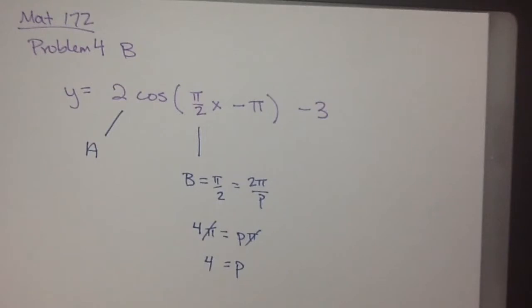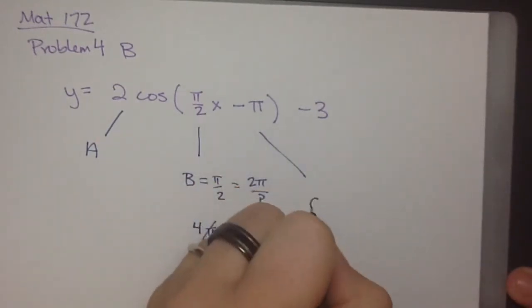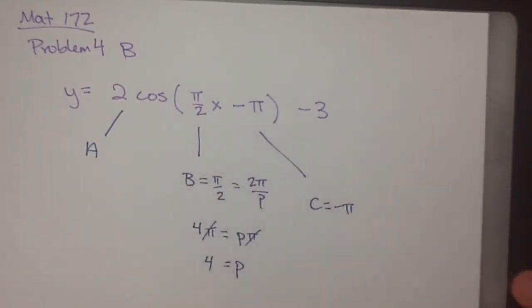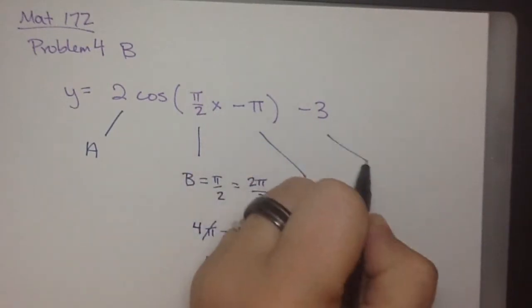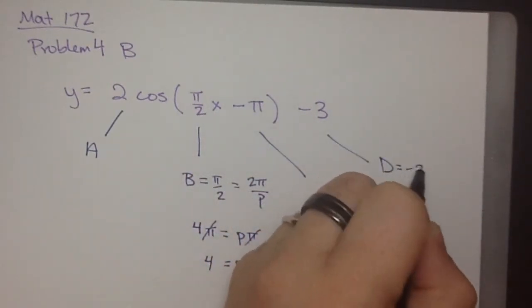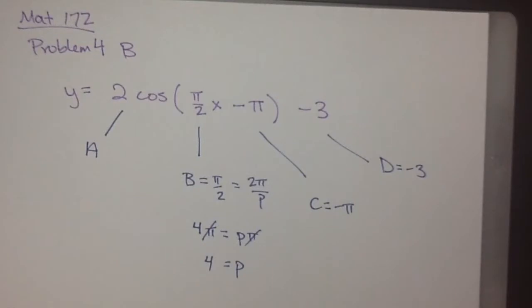So our phase shift, c, is negative pi. So this cosine is going to be shifted by half of a repetition. And negative 3 is our vertical offset. So this is going to be where our midpoint is at negative 3.